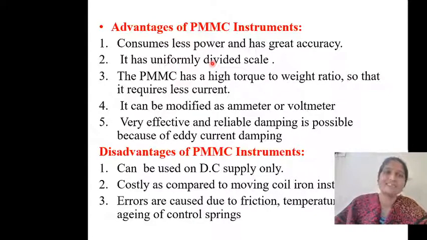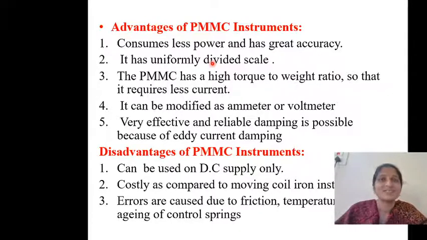So what is the PMMC instrument principle? It is nothing but permanent magnet moving coil. The moving coil is placed in between permanent magnets, so it is called permanent magnet moving coil. The operating principle is Lorentz force. Whenever a current carrying conductor is placed in a magnetic field, it experiences a mechanical force. This force is called the Lorentz force. Because of this force, the pointer is deflected, so it shows the reading.